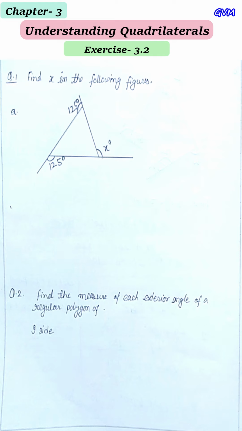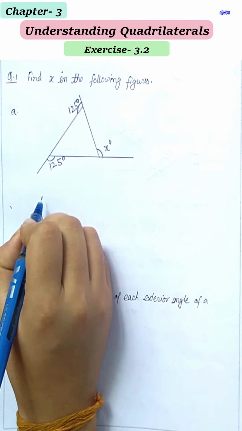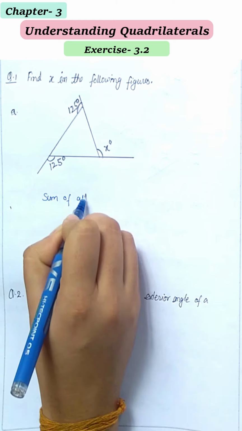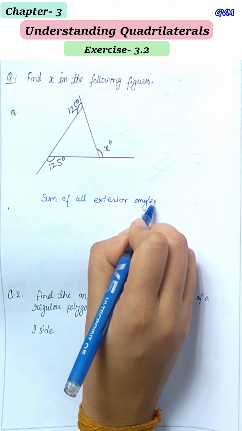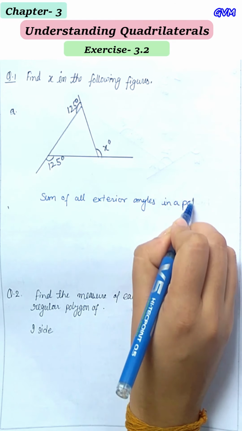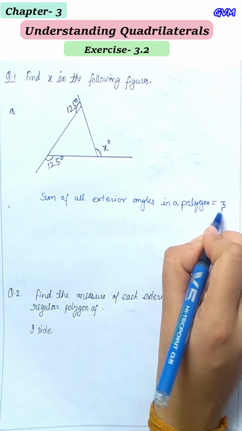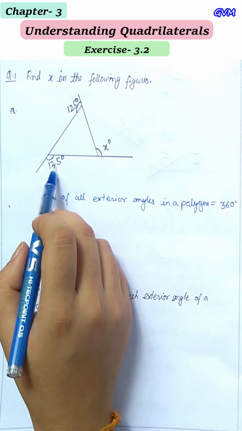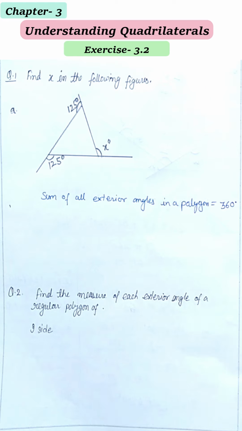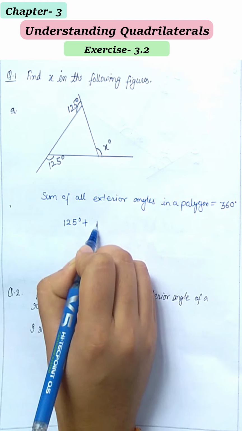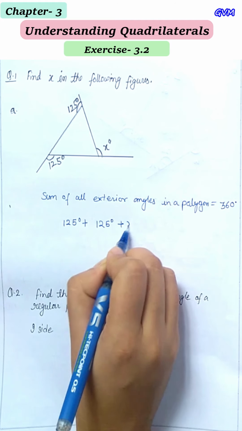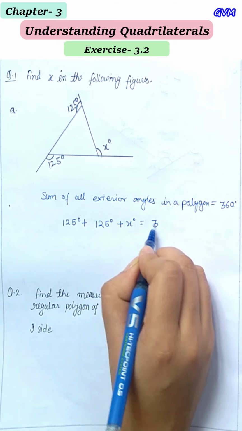So we all know that the sum of all the exterior angles in any polygon is 360 degree. So sum of all exterior angles in a polygon is 360 डिग्री. ओके, दैट मीन्स इन तीनों एंगल्स का सम कितना होगा 360. सो राइट हियर 125 degree plus 125 degree plus x degree is equal to 360 degree.